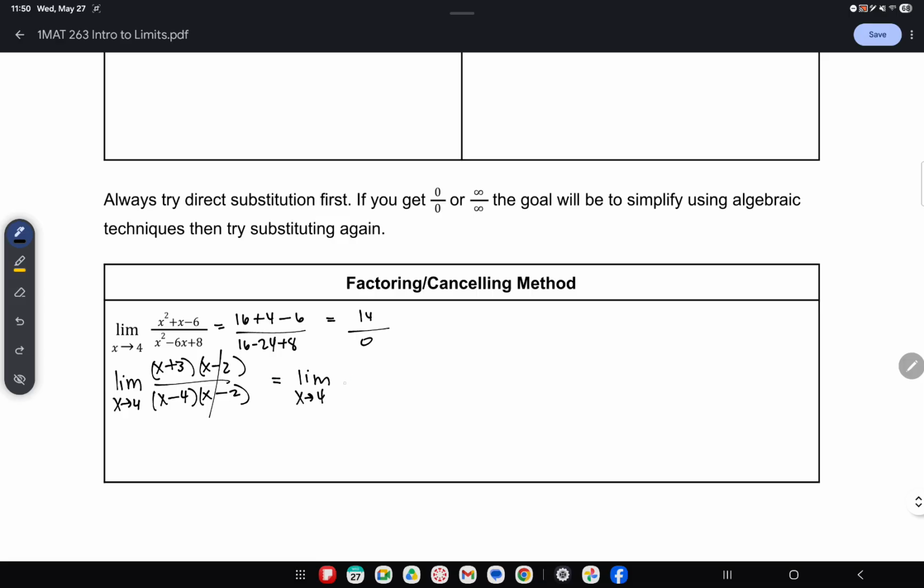as x approaches 4 of x plus 3 over x minus 4. And if I substitute in the 4, I'm still going to get a 0 in that denominator. Let's see, I'd get what? 7 over 0. So I've done all the algebra manipulation, so I would say does not exist. I guess I should really say doesn't exist.